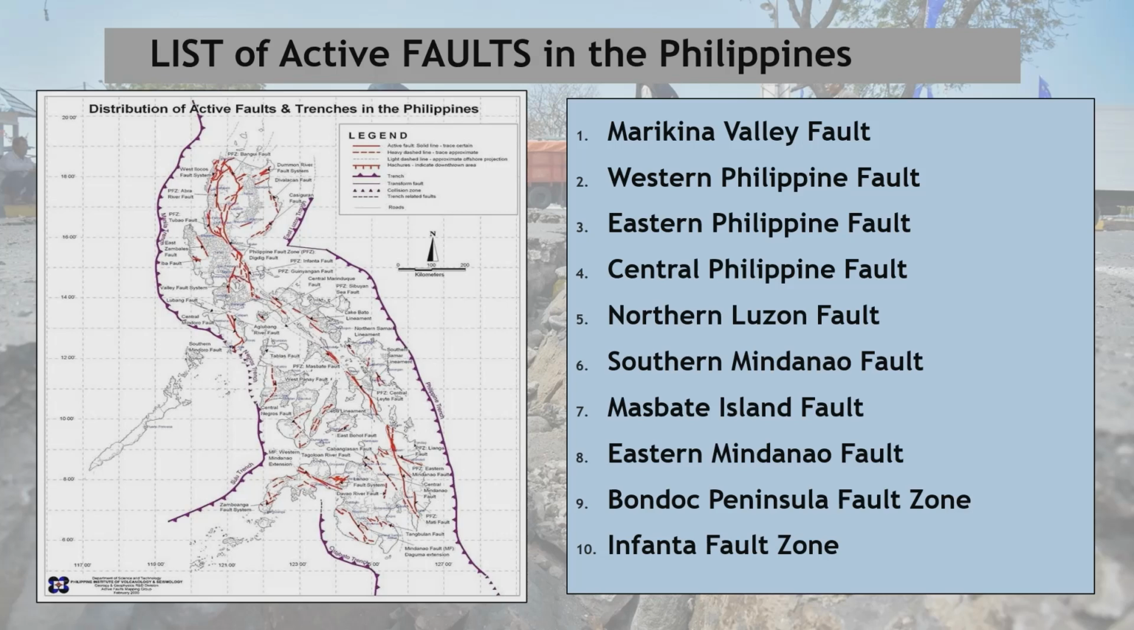Of course, the Marikina Valley Fault, we have the Western Philippine Fault, Eastern Philippine Fault, the Central Philippine Fault, the Northern Luzon Fault, Southern Mindanao Fault, Masbate Island Fault, Eastern Mindanao Fault, Bondoc Peninsula Fault Zone, and Infanta Fault Zone. As you notice, in different places in our country, there is a fault. That's why we can experience earthquakes once in a while.